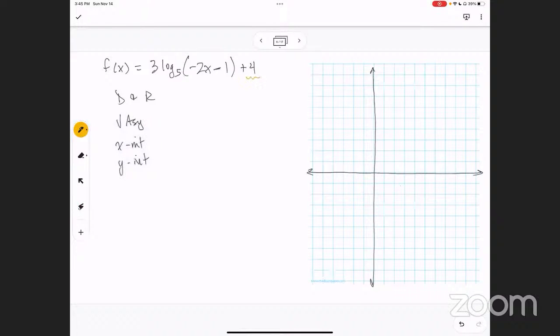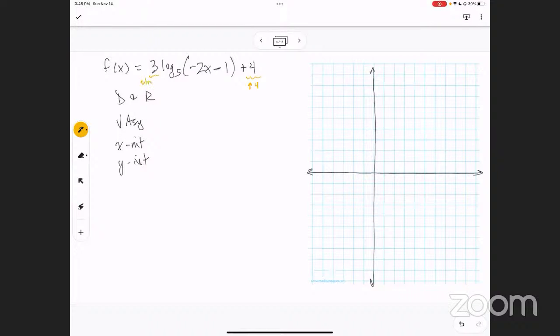What is this 4 going to do with it? It's going to move it up 4, because it's on the outside, right? What's this 3 going to do? The 3 is going to give it a stretch of 3.